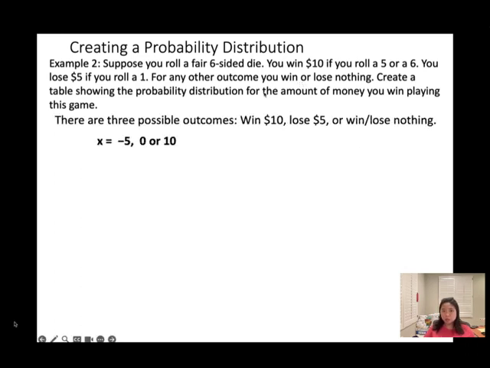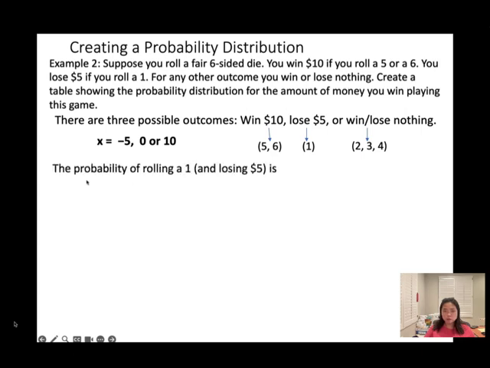Okay? So one more time. How can you win $10? When you roll the die and get a 5 or a 6. How can you lose $5? When you roll a 1, right? How about this one? How can you win or lose nothing? When you roll the die and get a 2, 3, or 4. Okay, so that will be your possible outcomes.